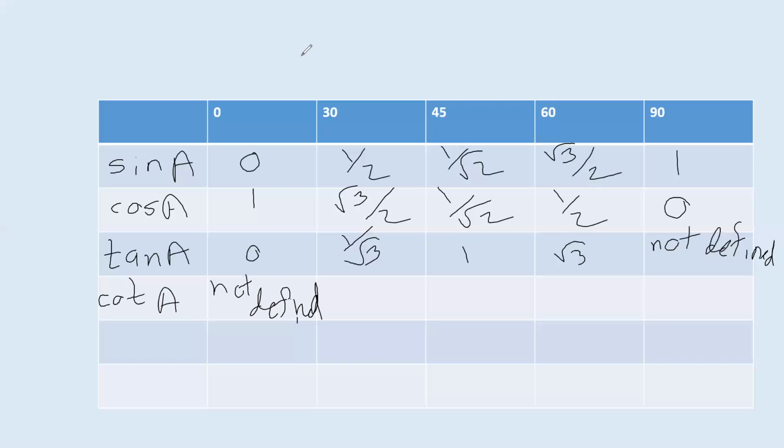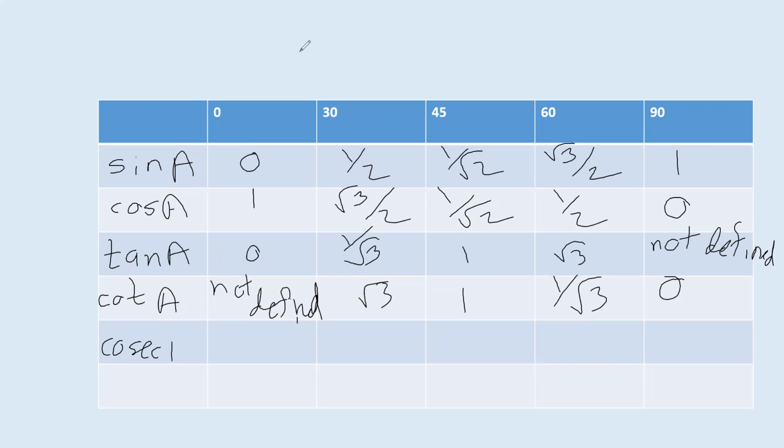What is the next thing? Cos upon sine. Cot 30 is cos 30 upon sine 30, root 3 by 2 upon half, so it will become root 3. This is the way I am writing for cot. This one will be 1, this one will become 1 by root 3, and this one will become 0. That means, as sine and cos are reverse of each other, tan and cot are also reverse of each other. Is there any problem up to this point? No, sir.